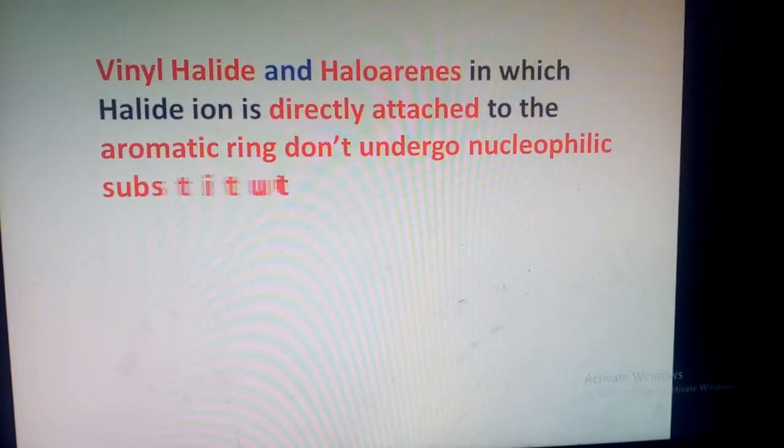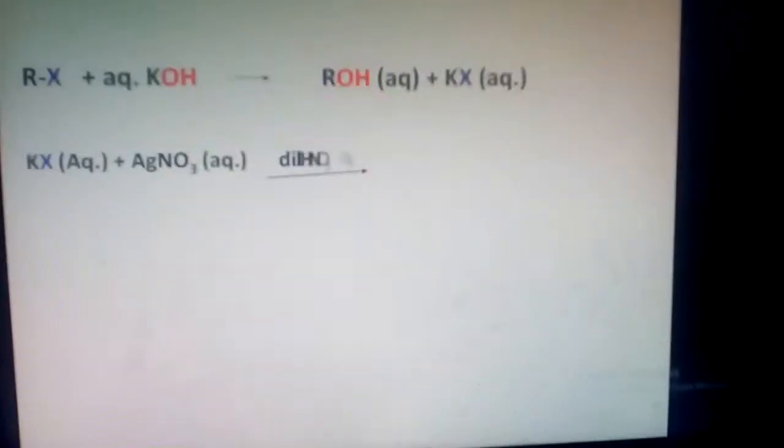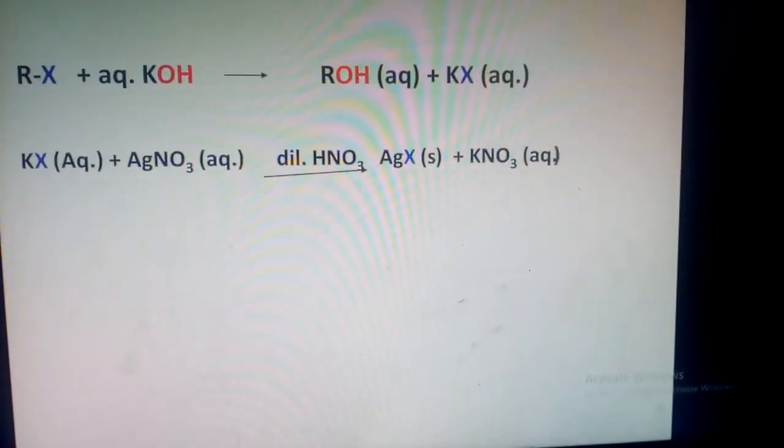This reaction will not go and no nucleophilic substitution can take place here. So no halide ion is released in solution, hence no PPT will be observed. For example, a general equation we can represent here: RX, alkyl halide, reacted with aqueous KOH gives alcohol plus KX. X anions in solution react with acidified silver nitrate and give silver halide, which is insoluble and settles as PPT.